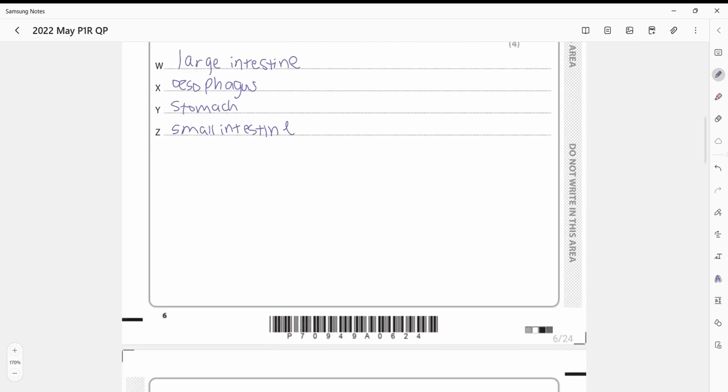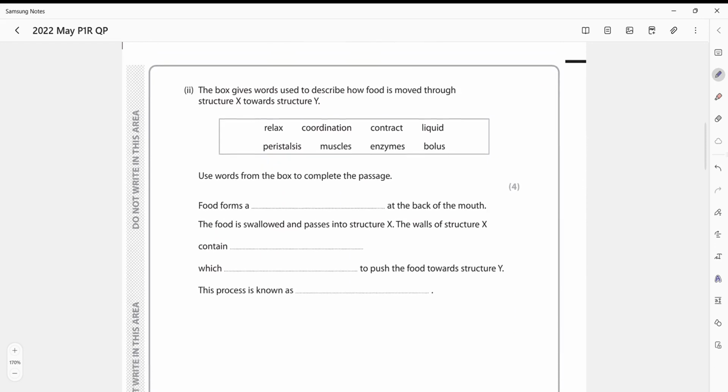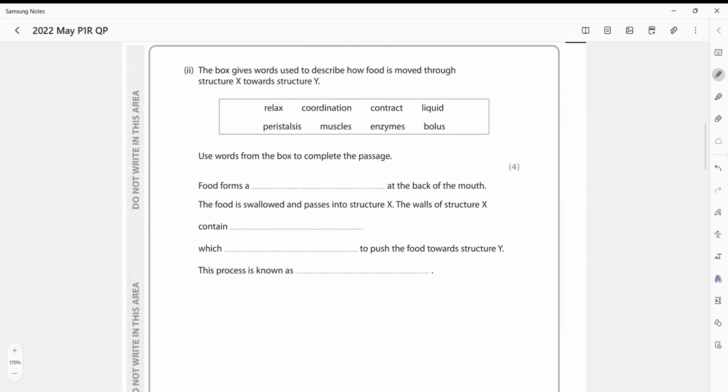Okay, let's move on to the next part. Part 2. The box gives words used to describe how food is moved through structure X to structure Y. Use words from the box to complete the passage.